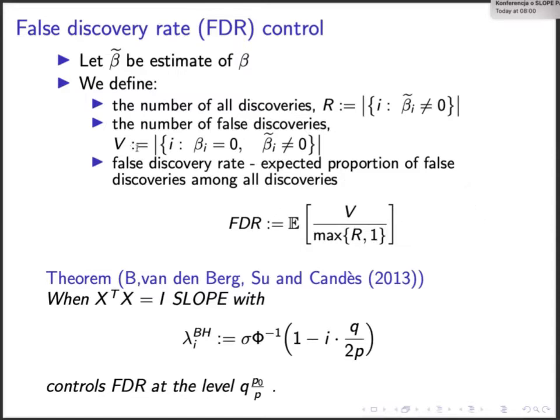By V, we denote the number of false discoveries. R is the number of all discoveries. By discovery, we mean any coefficient which we find to be different from zero. So we want to control this false discovery rate, and we allow some false discoveries to appear, and in return we have larger power for identifying important effects.